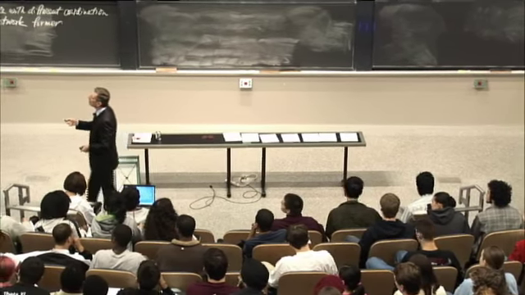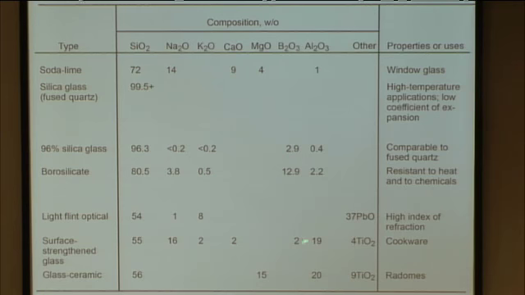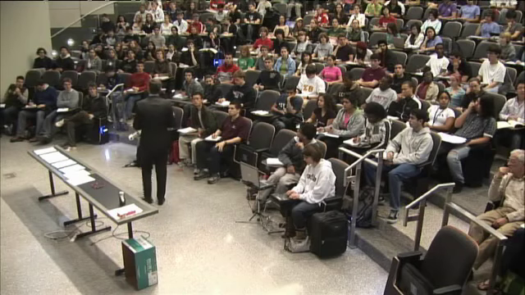And down here, we see glass, let's see, here's the one, light flint optical. See, that's 54%. It's down to 54% silica. And look at this, boatloads of lead oxide. And the lead oxide is acting as a modifier, and it also changes the index of refraction.